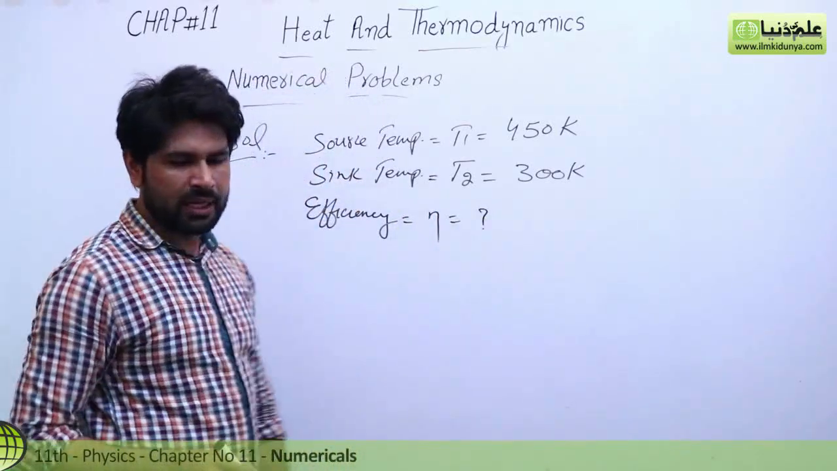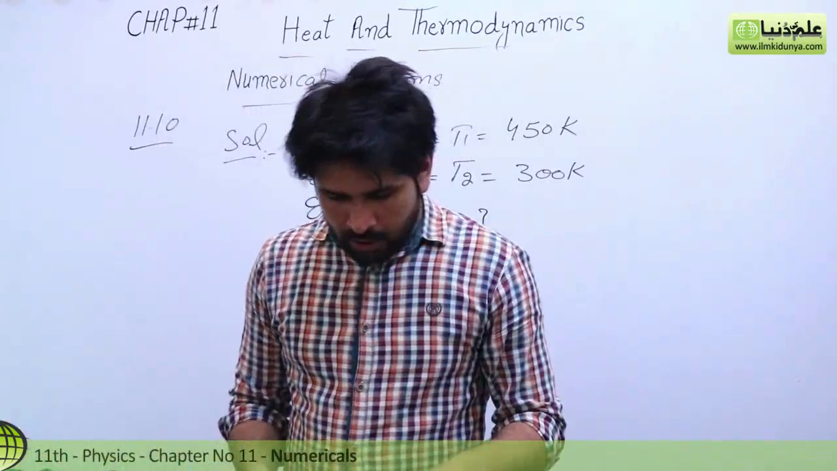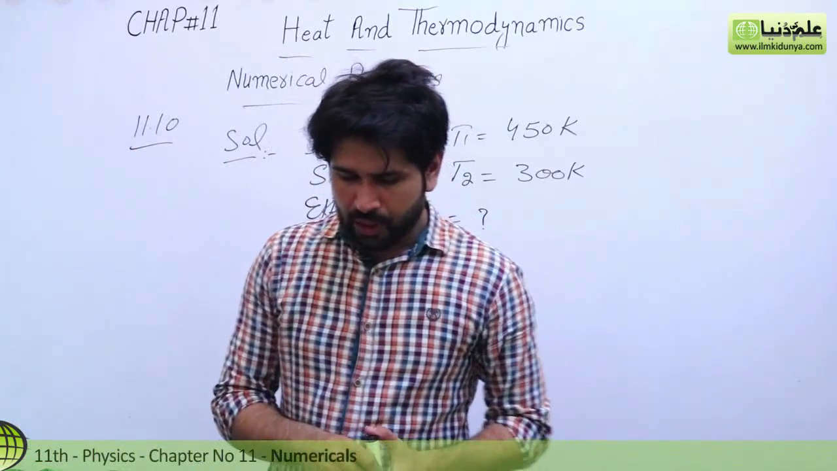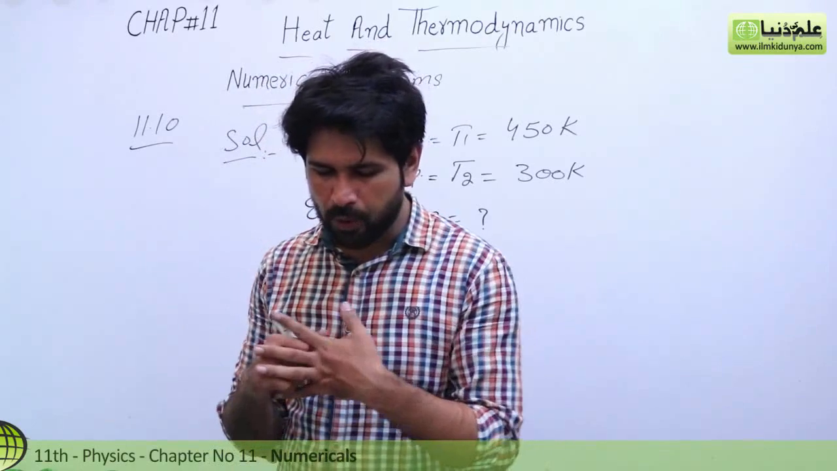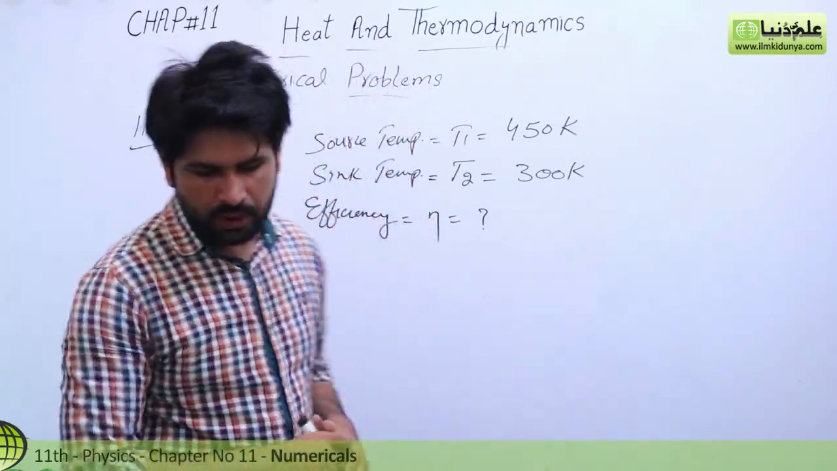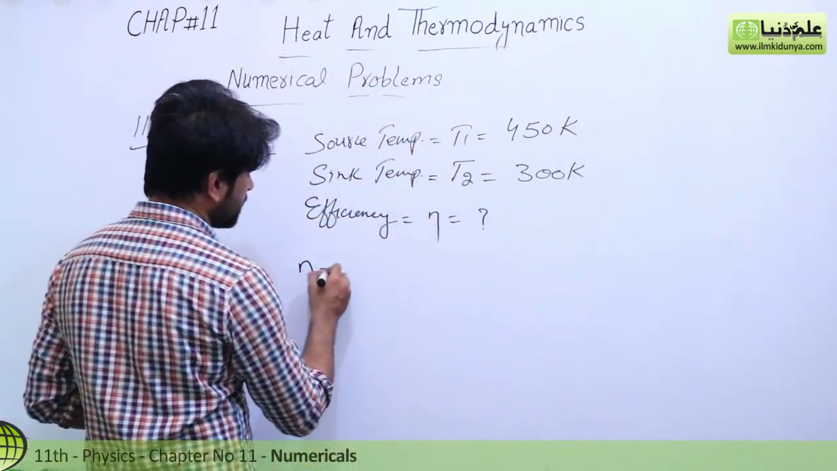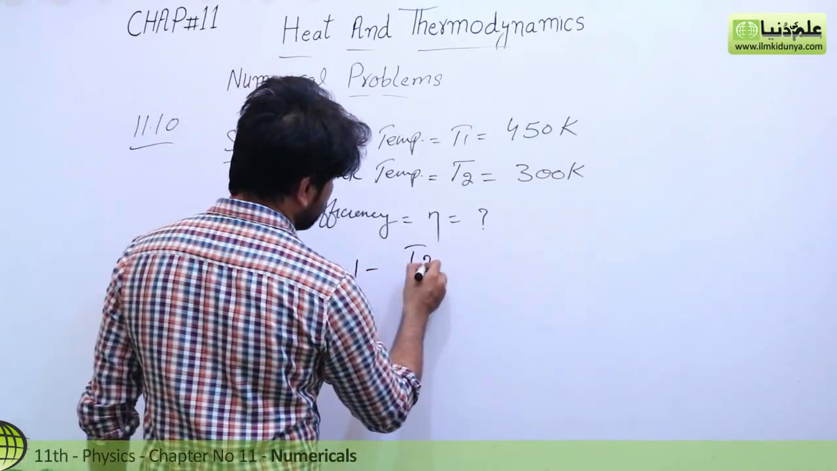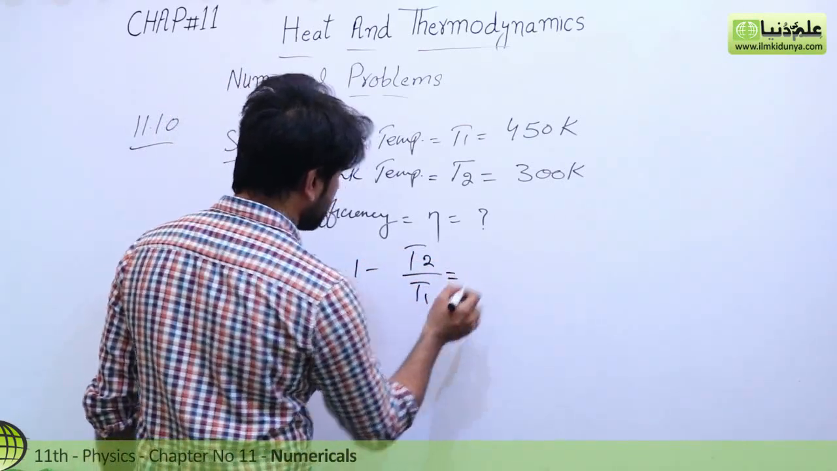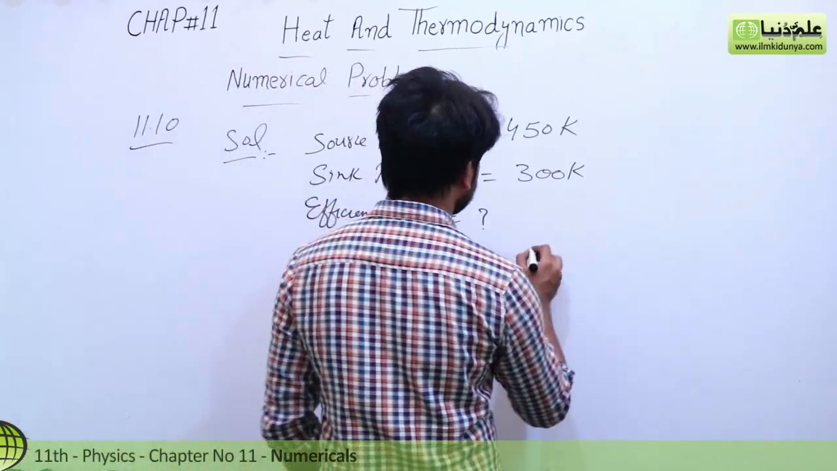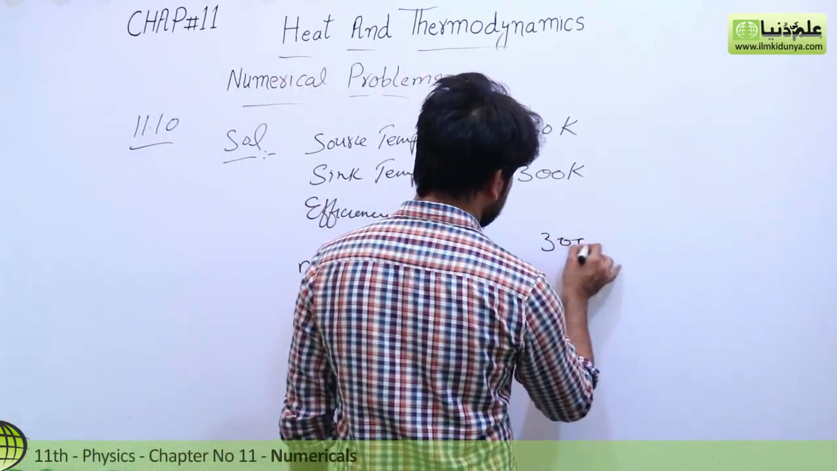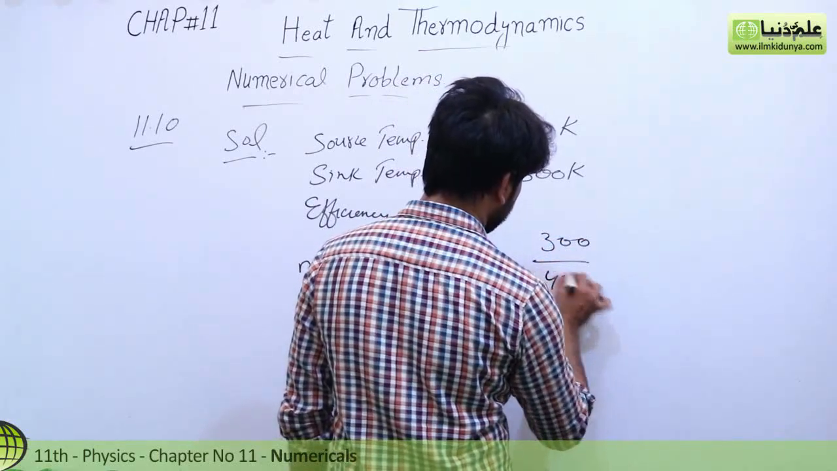Okay students, the formula is quite easy. You have been taught it in your chapter. So we can write the formula for this numerical problem like this. Eta is equal to 1 minus T2 over T1. Let's substitute the values. 1 minus T2, which is 300, over 450.